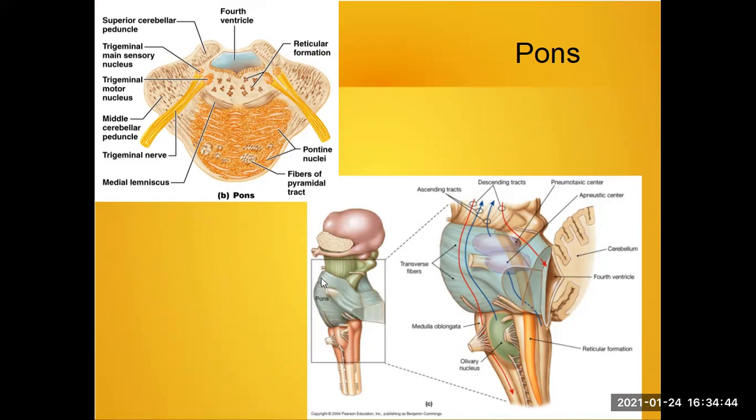Pons. Pons contains base and tegmentum. You can see fibers of pyramidal tract, pontine nuclei, reticular formation, elements of the medial lemniscus, trigeminal mesencephalic nucleus.